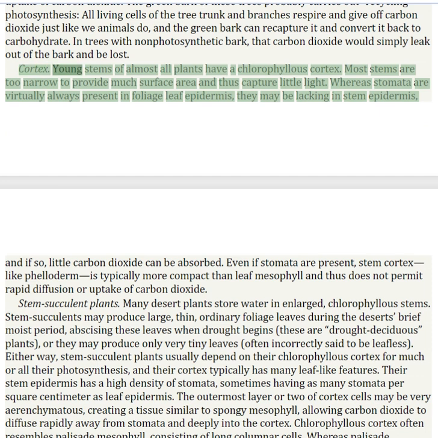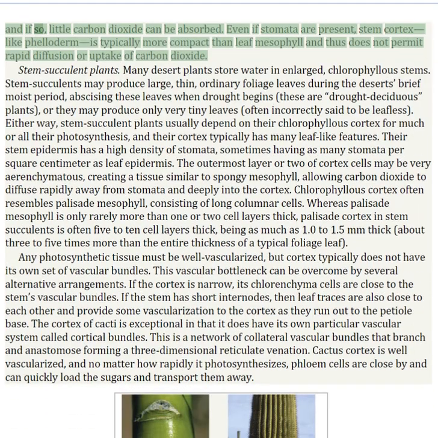Cortex. Young stems of almost all plants have a chlorophyllous cortex. Most stems are too narrow to provide much surface area and thus capture little light. Whereas stomata are virtually always present in foliage leaf epidermis, they may be lacking in stem epidermis. And if so, little carbon dioxide can be absorbed. Even if stomata are present, stem cortex, like phelloderm, is typically more compact than leaf mesophyll and thus does not permit rapid diffusion or uptake of carbon dioxide.